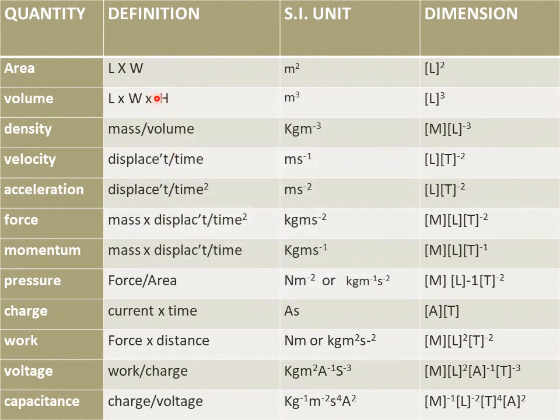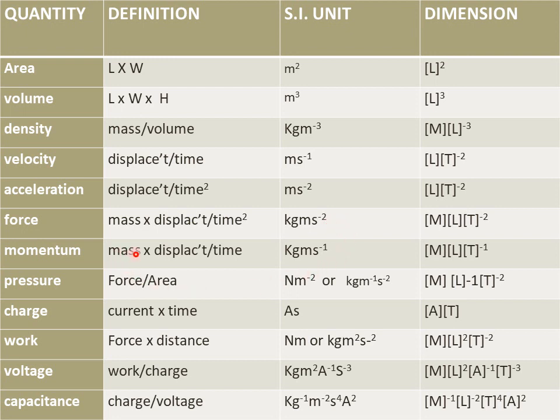Now, this is the table. We have quantity, definition, SI unit, and dimension. Area, length times width, SI unit is m squared, dimension L to the power 2. Volume, length times width times height, m cubed, L to the power 3. Once you know these SI units, you'll be able to identify the dimension of the base quantity it represents.